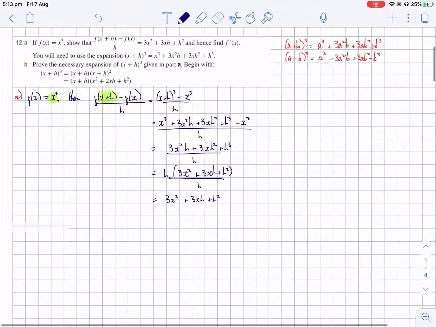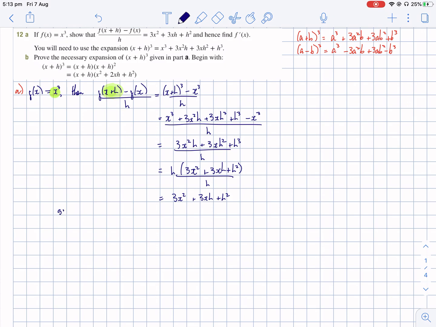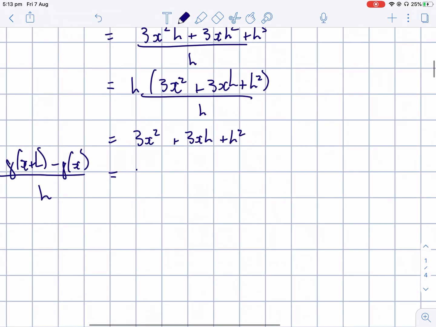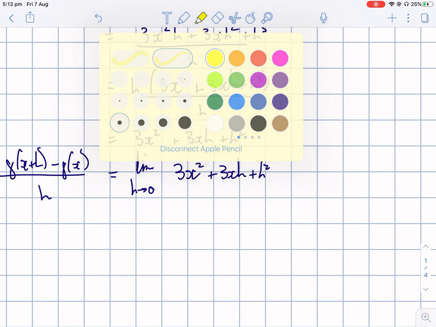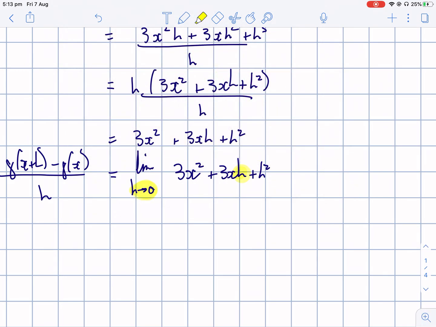Now, if I want to know the derivative, it's not just that, it's the limit as h tends to 0 of this thing. So it's going to be the limit as h tends to 0 of 3x squared plus 3xh plus h squared. Now you can see fairly clearly as h tends to 0, well, that's going to be 0 and that's going to be 0. So we've got 3x squared is still there. We've got 3x times 0, and we've got 0 squared. So it's just going to come out as 3x squared.